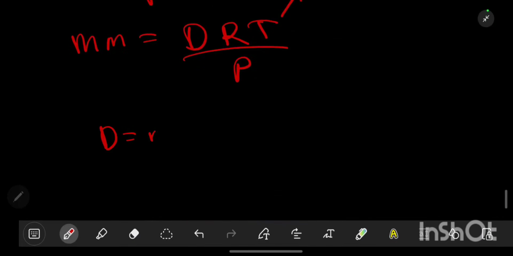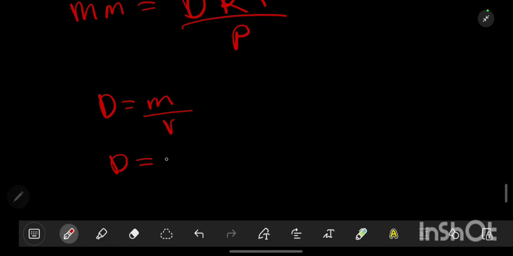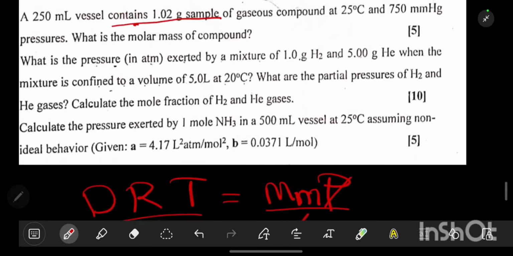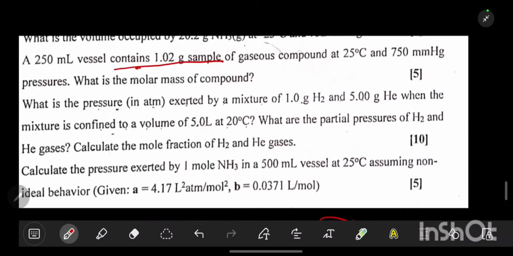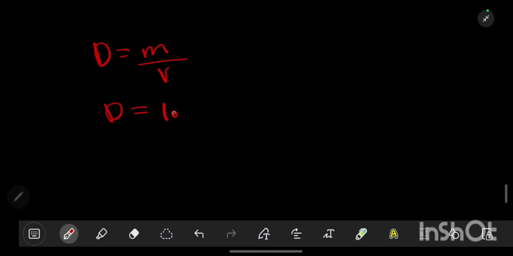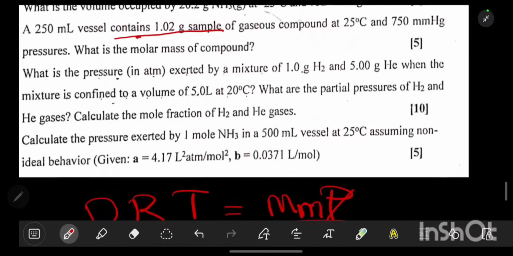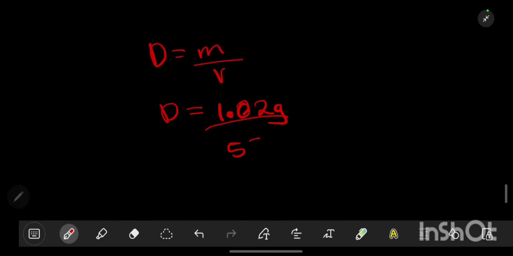So density, we know that it's mass over volume. So mass over volume is density. So density will be equal to our mass, according to what we have been given, 1.02 grams over the volume. The volume is equivalent to, we have a volume of 250 milliliters. So 250, then where there is the milli, you can put 250, not 550. We have 250.